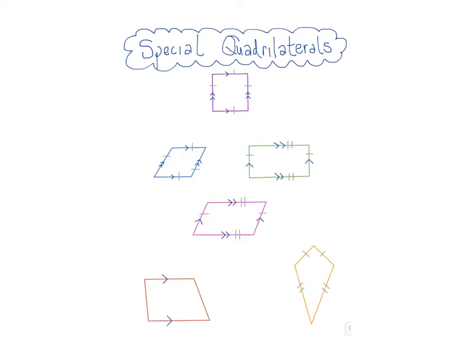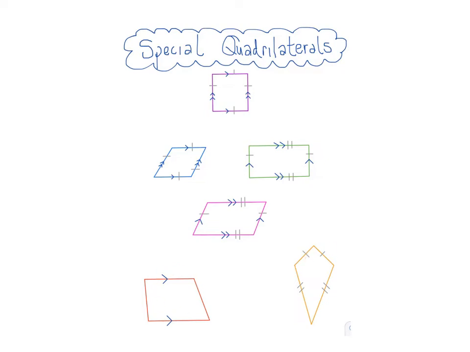The next thing we look at in special quads is which of their sides have got equal lengths. So in a square, you can see all four sides have got equal lengths. In a rhombus, all four sides have got equal lengths. In a rectangle, opposite sides have equal lengths. In a parallelogram, opposite sides have equal lengths. And in a trapezium, there are no sides that need to have the same length.